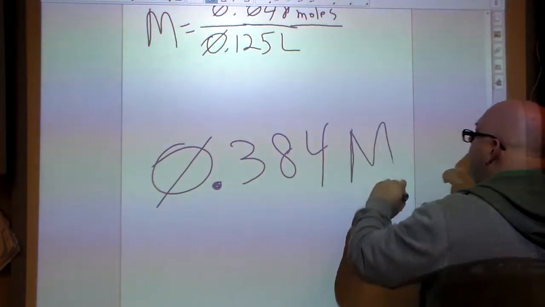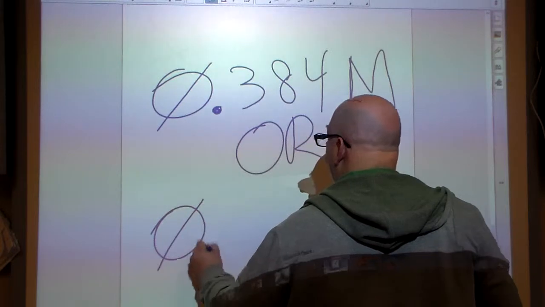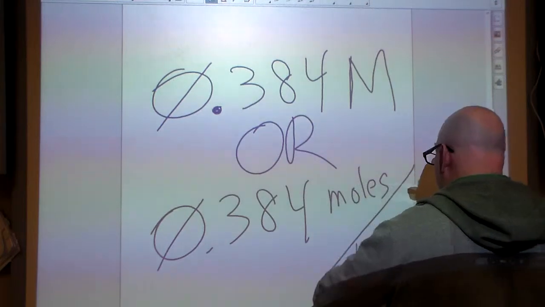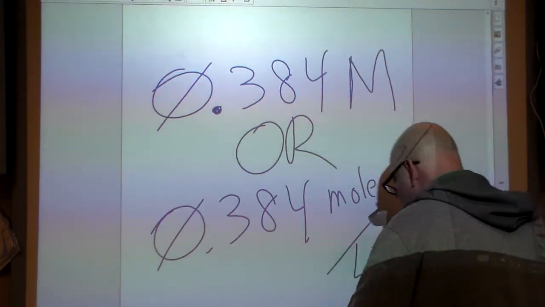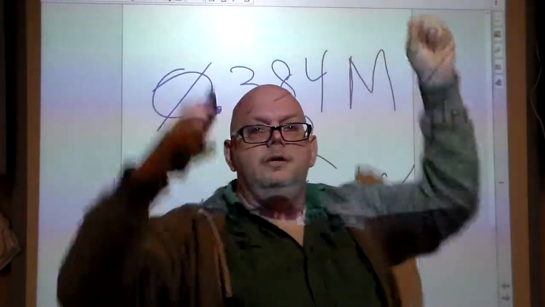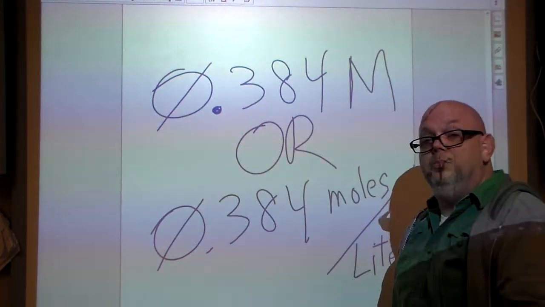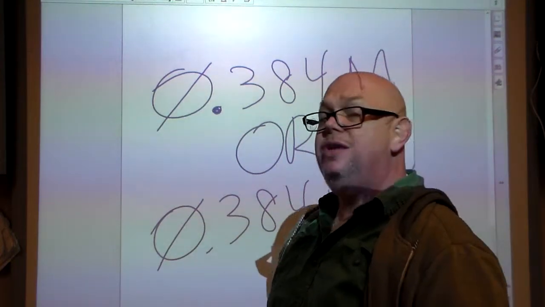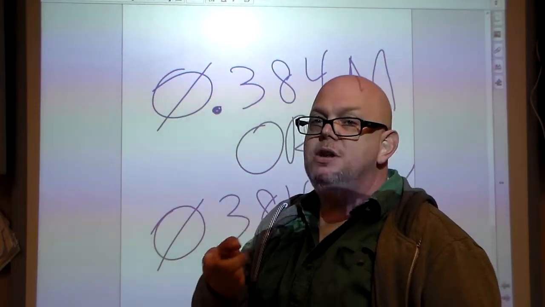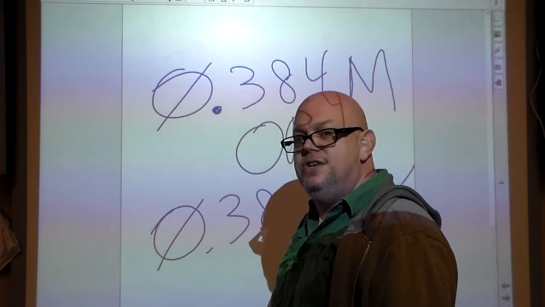0.384 molarity, or 0.384 moles per liter. Congratulations. You now learned to solve a molarity problem given that they don't give you the moles and they don't give you the liters. The secret is change the milliliters to liters and change the grams into moles using that non-Illuminati triangle.